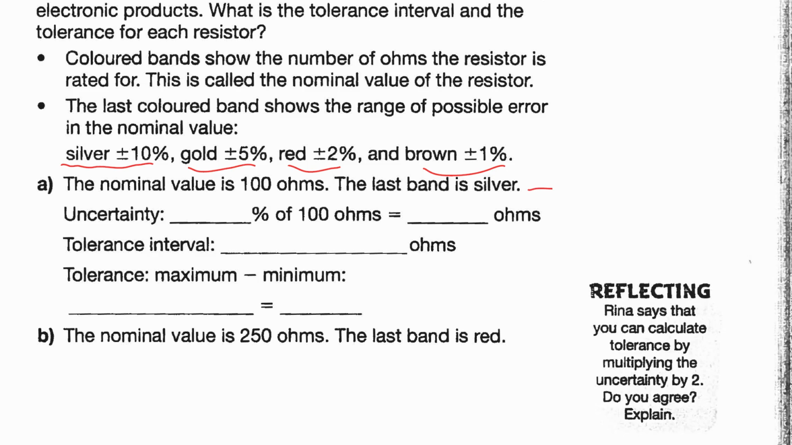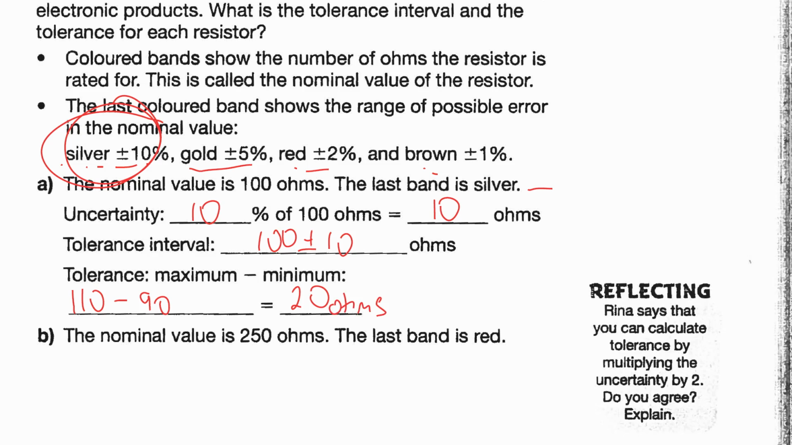So uncertainty. Uncertainty of silver. That means the uncertainty of this one is 10%. So 10% of 100 is 10. Tolerance interval is 100 plus or minus 10. Max minus min is 110 minus 90, which is 20 ohms. The nominal value is 250 ohms. The last band is red. So now you figure out using the same kind of method here, except for red. And red is plus or minus 2%. So do the exact same thing we just did, but for red.